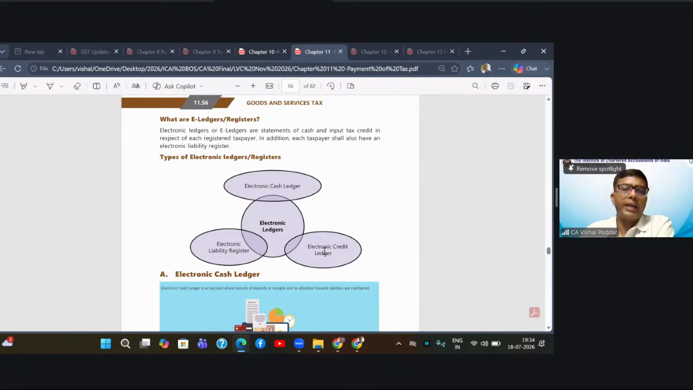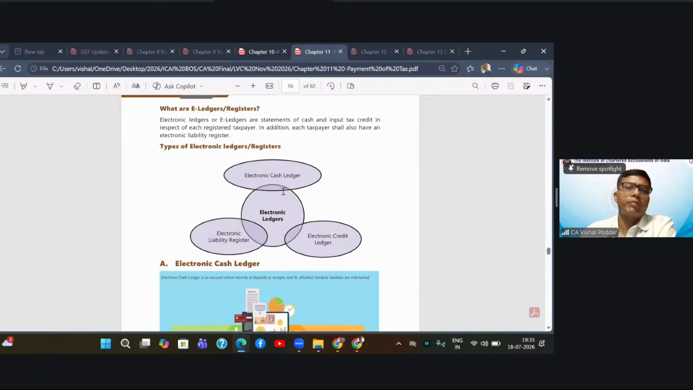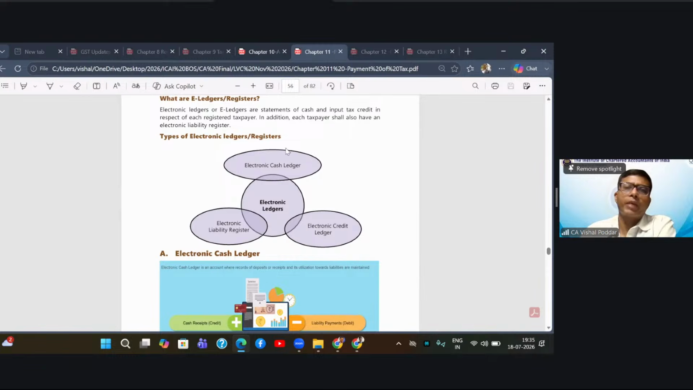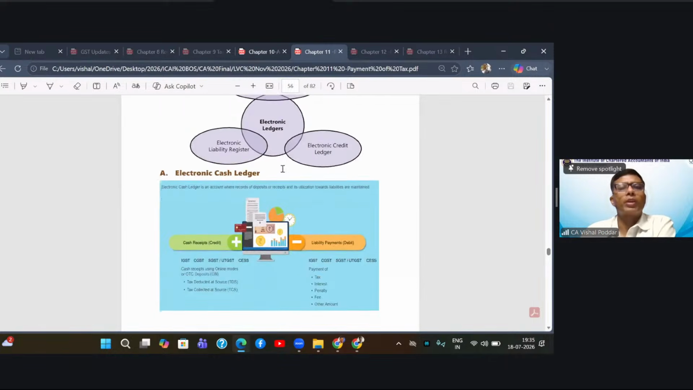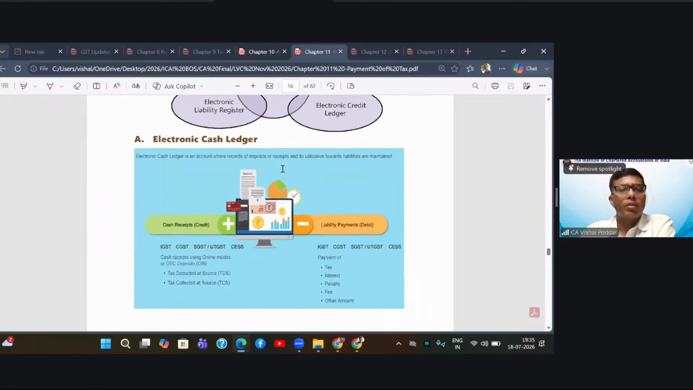And at the time of making payment, if your output liability, which is reported in the liability ledger, is higher than your electronic credit ledger balance, or if you have the RCM tax liability, which has to be paid compulsorily using the cash ledger, for this you have the third ledger where you can transfer money from your bank and utilize it for making payment. Let us understand all these in detail.